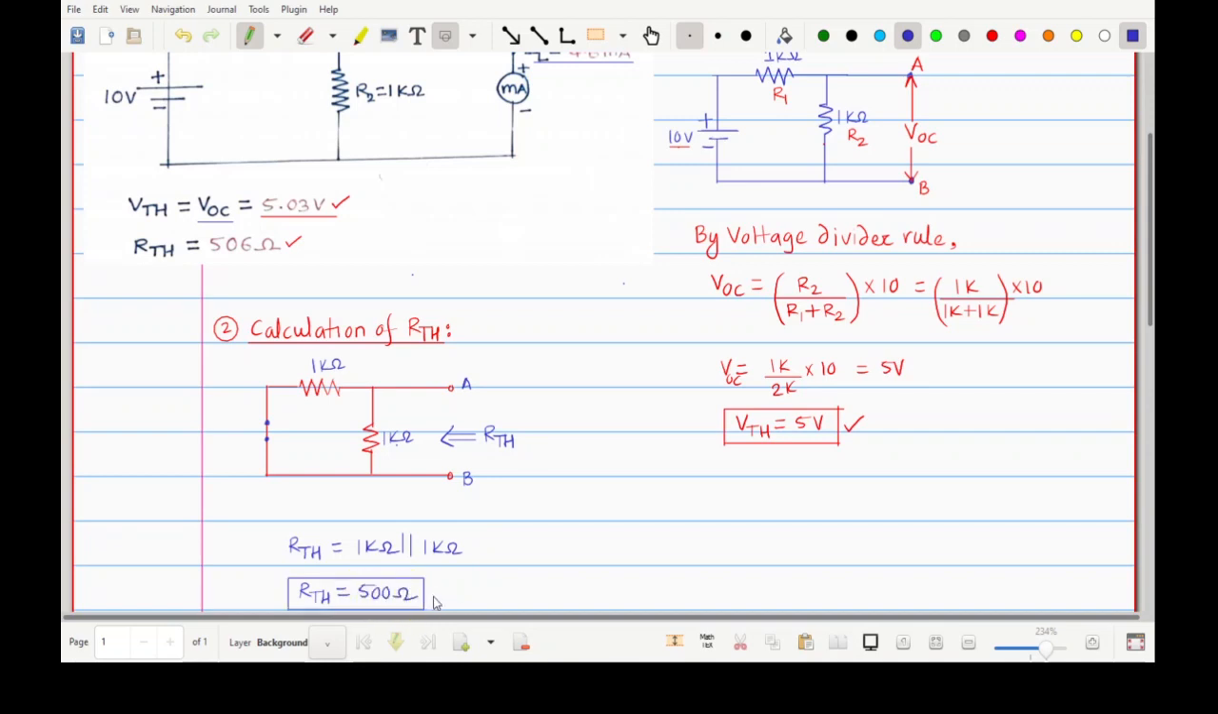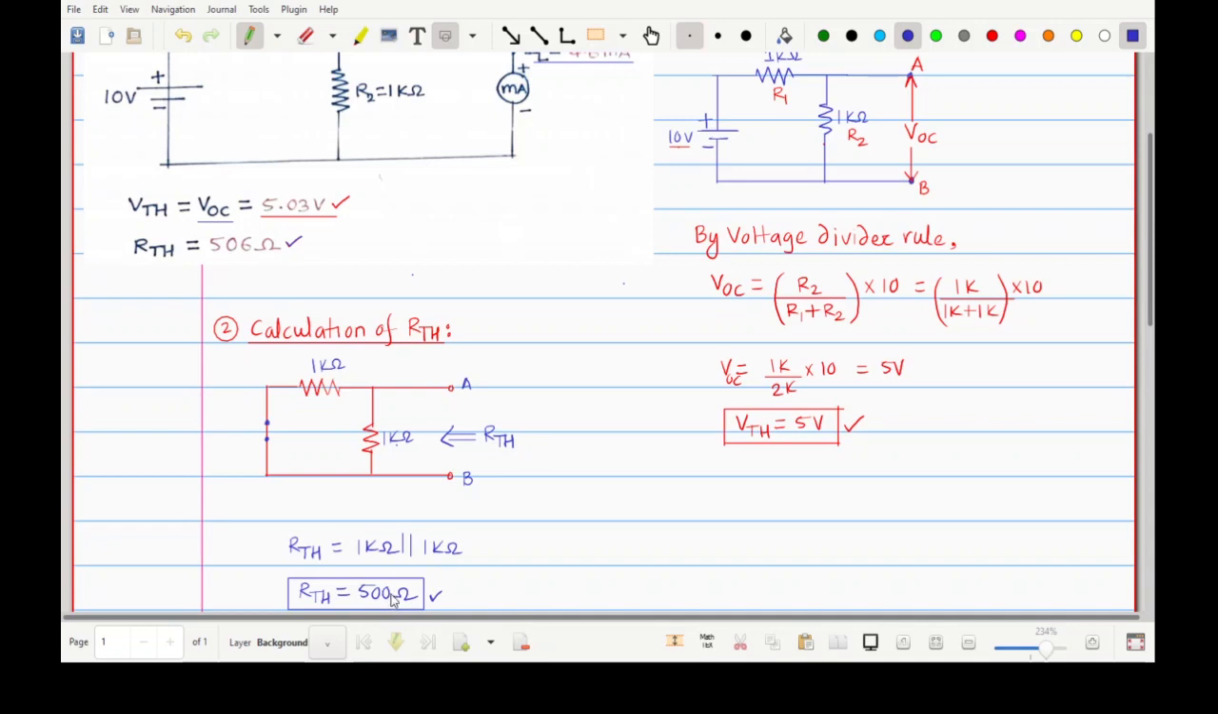So this is your calculated value. Now match this result with the experimental value. During the experiment we got 506 ohm, and during calculation we got 500 ohm. So these two values are again matching. This indicates that whatever experiment we have performed is correct.